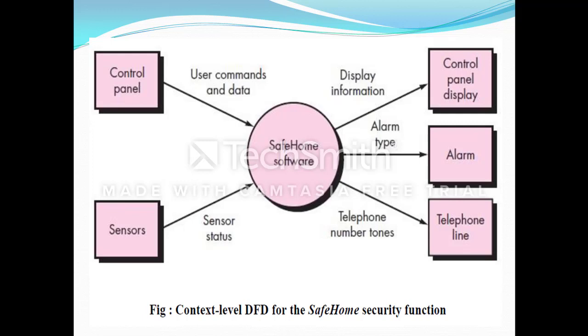Here it accepts the information flow from the control panel and sensors. It is converted into internal form. Again, it produces the external world data, giving the resultant data to the control panel display, alarm and telephone line. The entire transformation process is done in the circle, SafeHome software. That's why it is a transform, or considered a bubble. It is the most important component in this diagram. These are the basic fundamental system model.